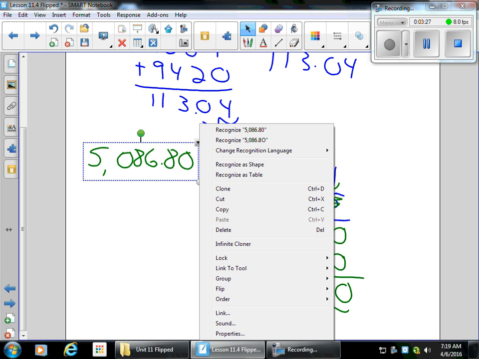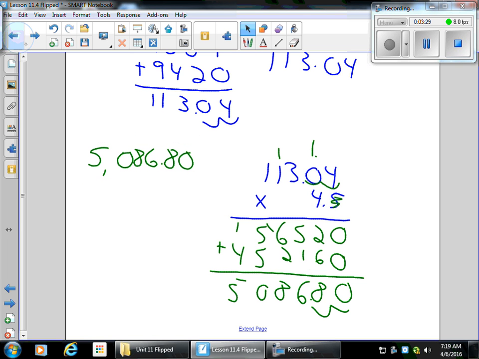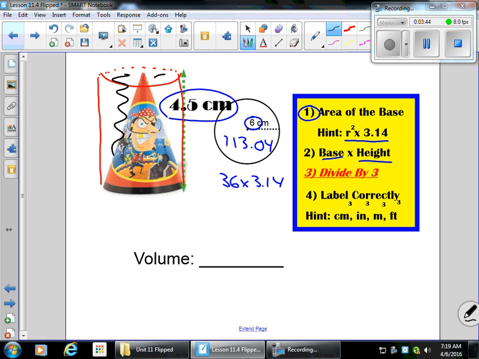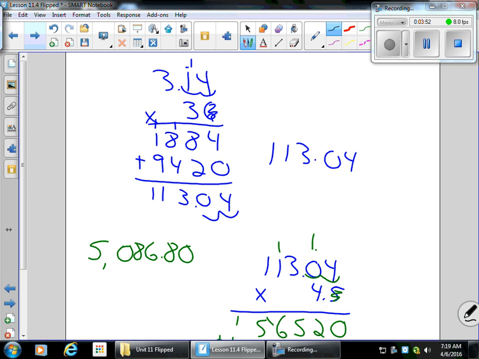This is what the volume would be if we had a cylinder. And what I mean by that is if this was a cylinder, the cone would fit in that cylinder. But we have all this extra space, don't we, kids? That we don't want to count because we are trying to find this cone here. So we have to divide it by 3. So this big number that we just worked on right here, we have to divide it by 3.